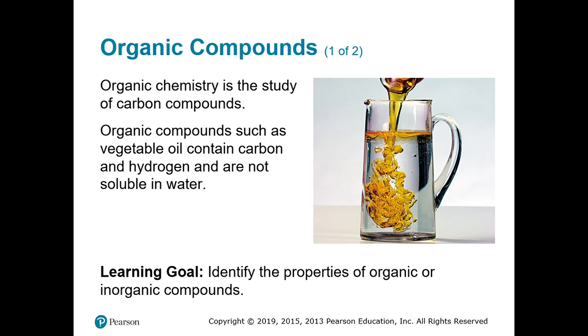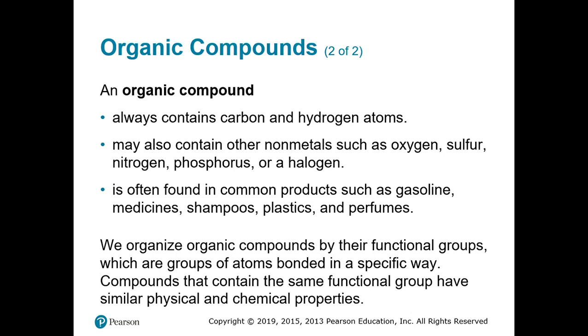Now what are organic compounds? Organic compounds are the compounds which normally we can see in vegetable oil, which are not soluble in water. To specify, organic compounds basically contain carbon and hydrogen, and this is the reason they are also known as hydrocarbons. They can also contain nonmetals such as oxygen, sulfur, nitrogen, phosphorus, halogen, in addition to carbon and hydrogen. They are found commonly in gasoline, medicines, shampoos, plastics, perfumes.